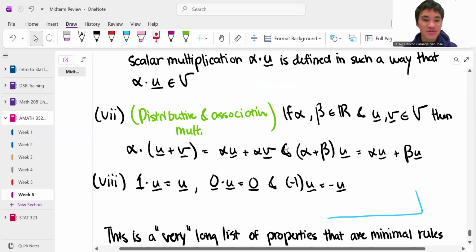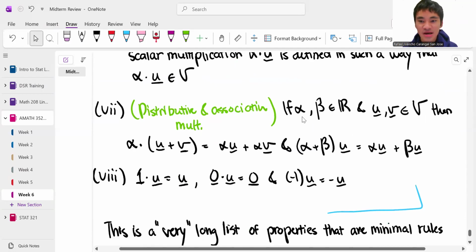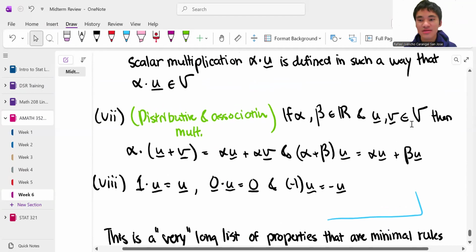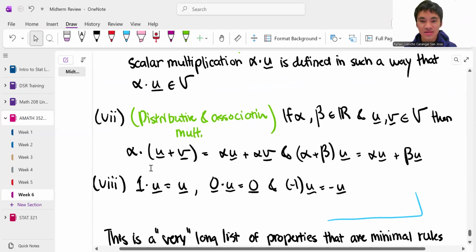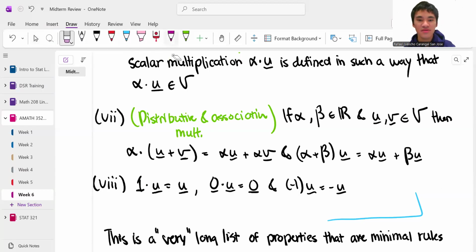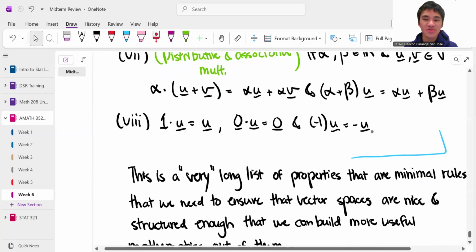Distributive, okay, there's a bunch of them actually. Alpha, beta are real numbers, and u and v are in the vector space. Then all of these, so yeah, all of these are going to be in that same vector space. But this is just distributive and associative, right? This is pretty self-explanatory. And then these ones are just special stuff.